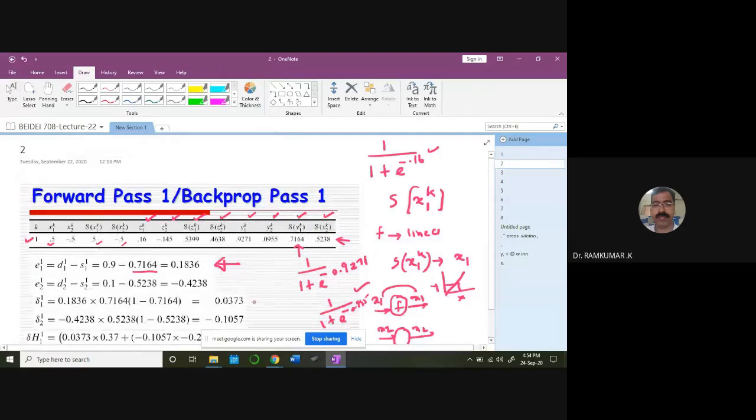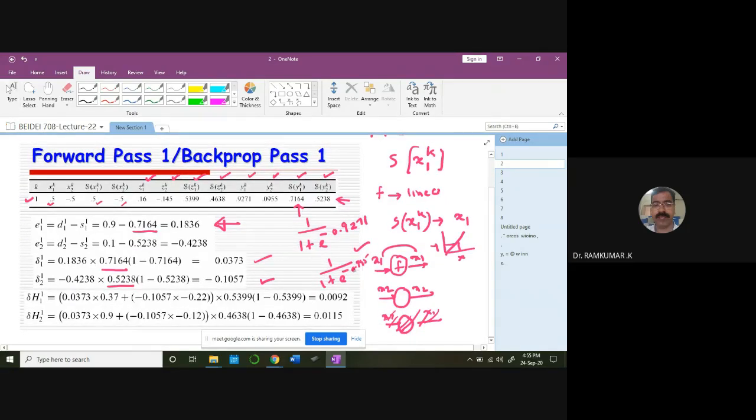Okay, delta 1 is computed, delta 2 is computed. Can you see it? This value 0.7164, and for the second neuron it is 0.523, multiplied by 1 minus that same value. Then these two are the errors: minus 0.1836 and minus 0.423. So you can compute the two deltas comfortably. Then use the delta and proceed on to the next hidden layer.